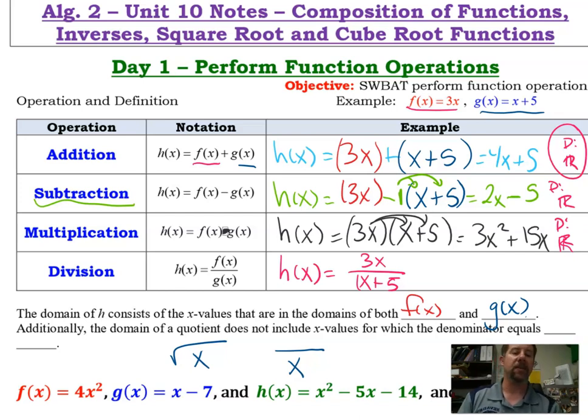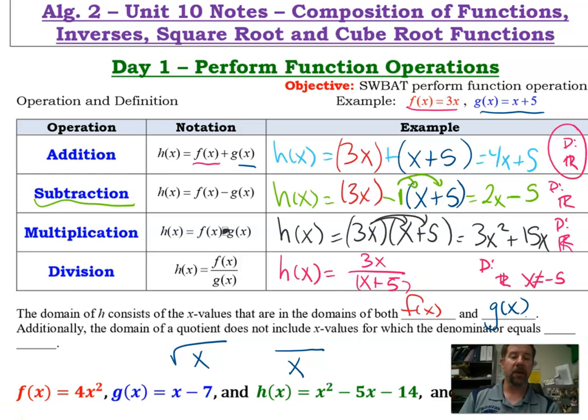But now we get down to the division, and now I've got a fraction here, right? 3x over x plus 5. And so what we have to watch out for is when the bottom equals 0. So in this case, I'm going to have a restriction on my domain, and the domain would be all real numbers, but x cannot equal negative 5. Remember, take the bottom, set it equal to 0, and that'll tell you what x cannot equal.